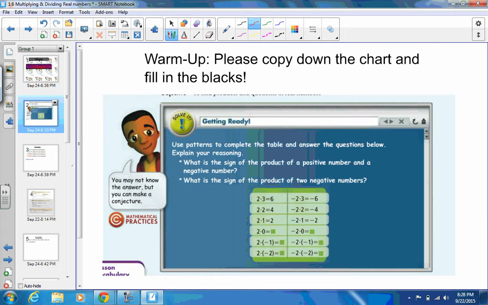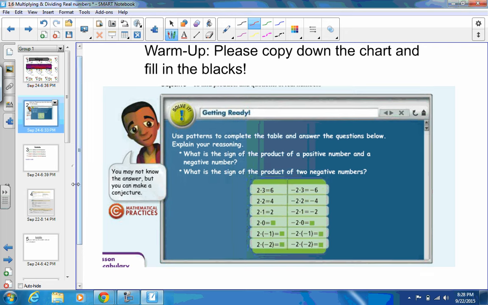So we're going to start off with this warm-up thing here. And I would actually like you to write this down. There's a little chart here at the bottom. I'll highlight here. That's this one right here. I would like you to copy this down and fill in the blanks, because this will help us just kind of see why things are the way they are. Because patterns tell us so much in math. A lot of stuff we get comes from patterns. So if we look here, we're doing multiplication. It says use the patterns to complete the table and answer the following questions.